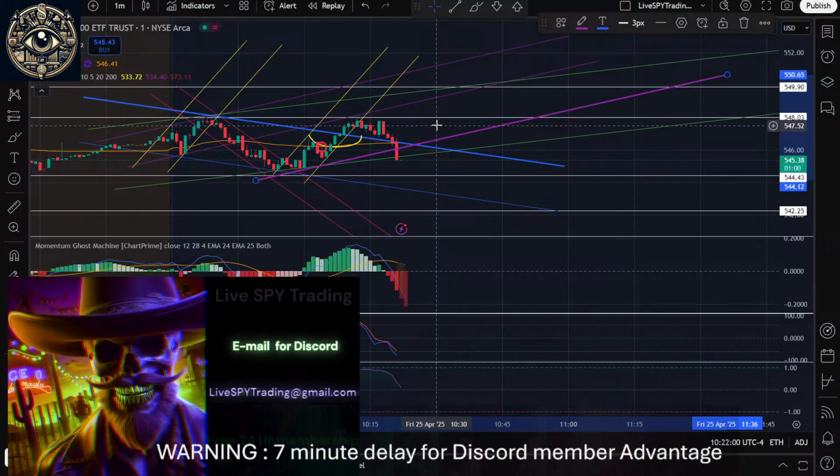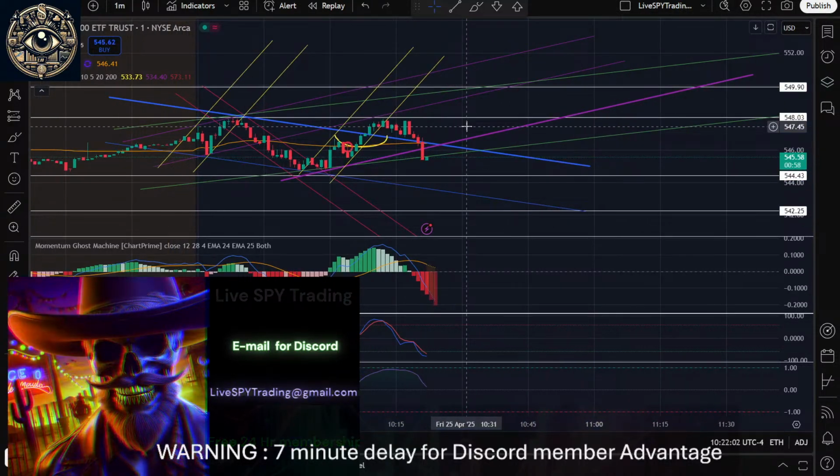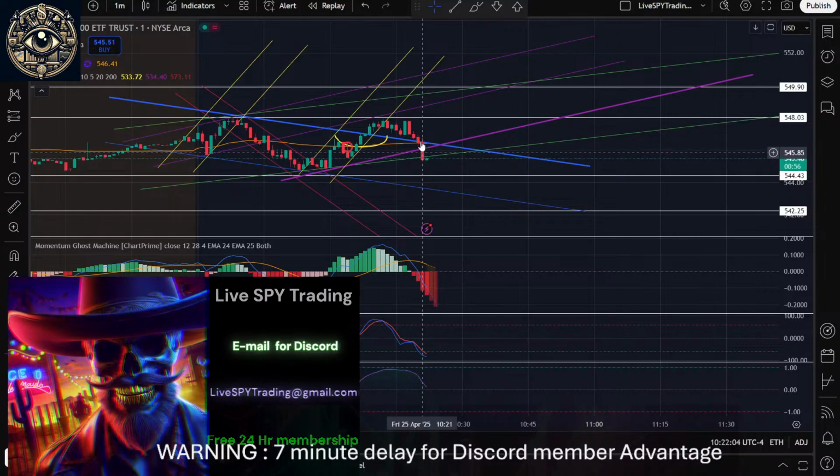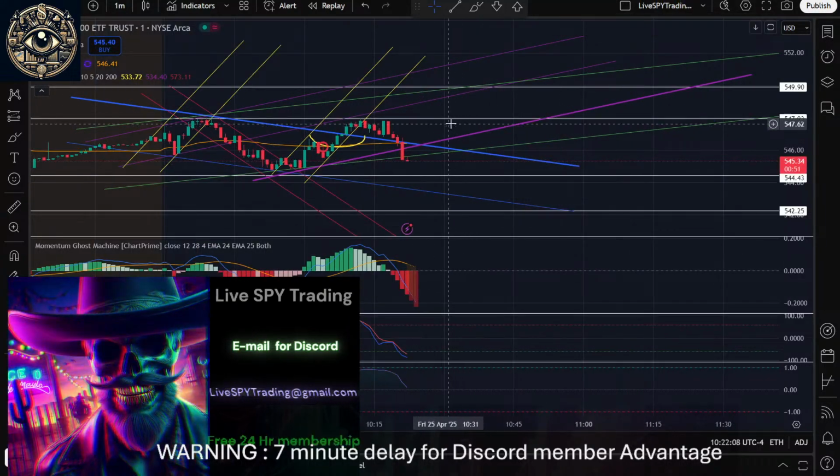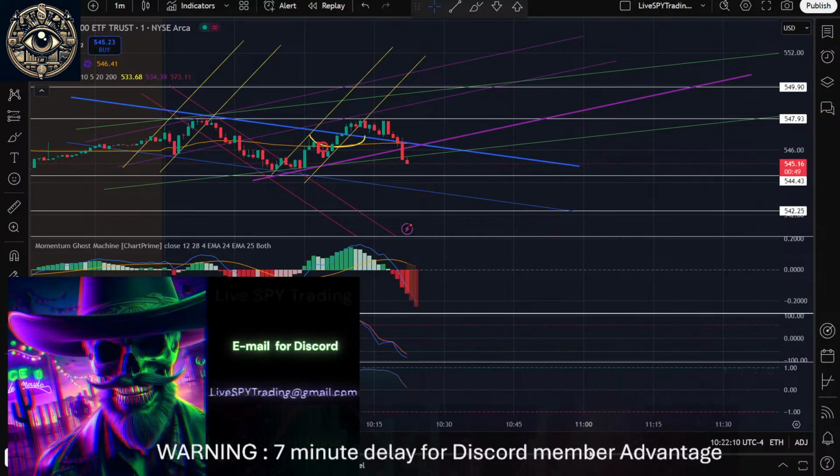Break a purple. That's hard to catch. This one, that's hard to catch. And then green, break a purple, break a green. Here it is. There it is.